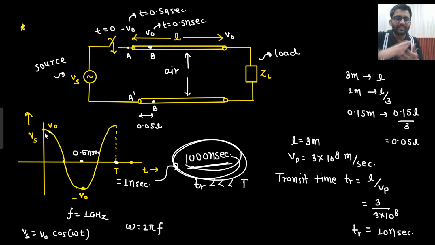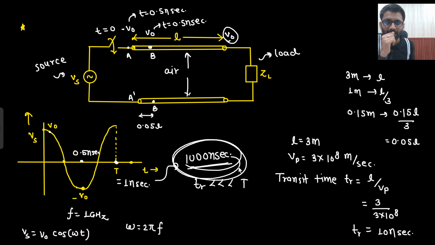Basically, what I am saying is that just as I close the switch, it will take 10 nanosecond for V naught to reach here. Now, what will be the potential after 10 nanosecond at the source end? That will be somewhat lesser than V naught. That means the potential difference will be very less, and if the potential difference is very less, the current would be very less. Are you getting this point?